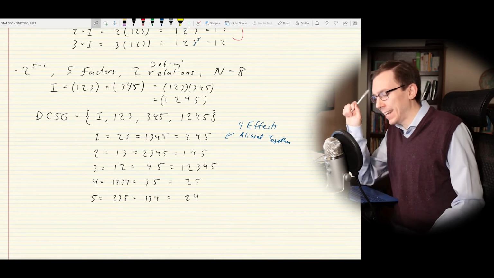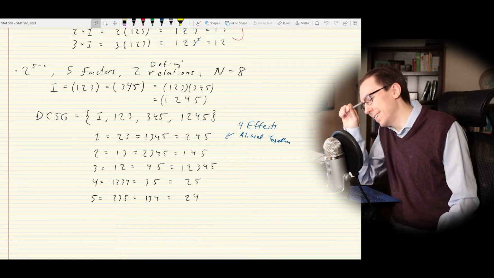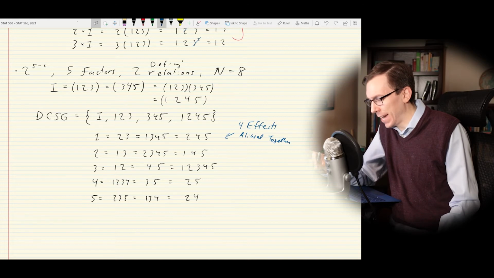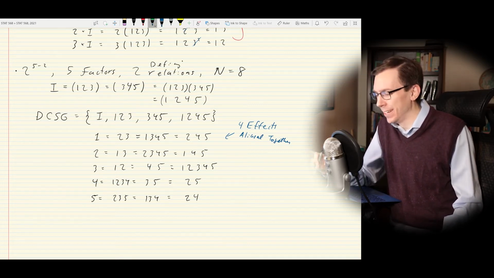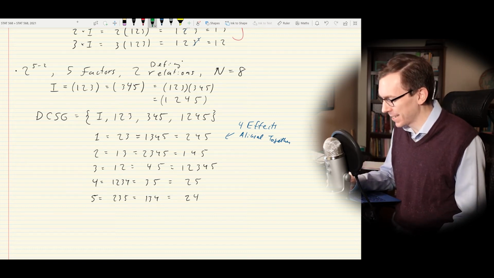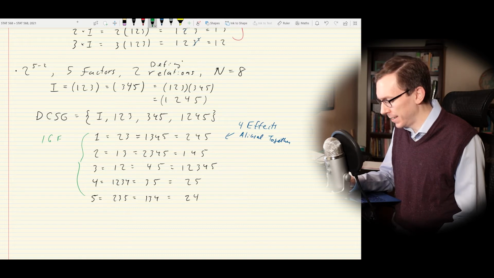Okay, so what does that get us? Well, that gets us 16 different effects that have been aliased together. So what do we have? So let's count, because counting in this course always will save you from missing things. So far, we have 16 effects here.